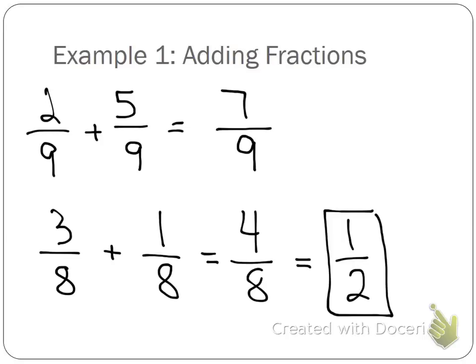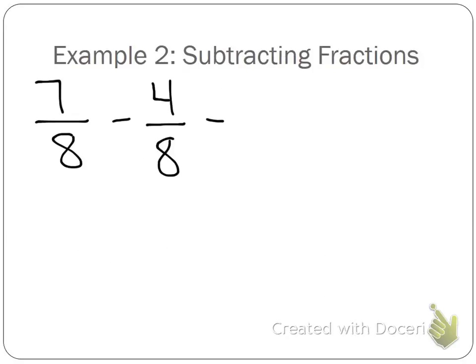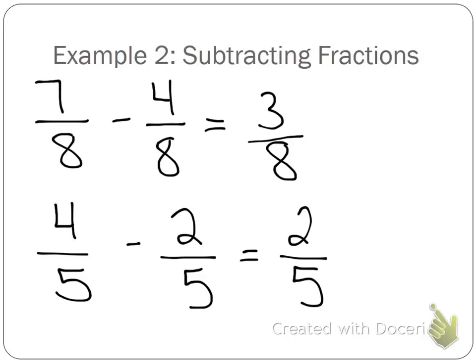Now in example 2, I do have the convenience of having a common denominator again. So again, I'm just looking at numerators, and I'm subtracting my numerators. So 7 minus 4 is 3/8. Go ahead and do the same thing to 4/5 minus 2/5. What is it? 2/5. Very good.